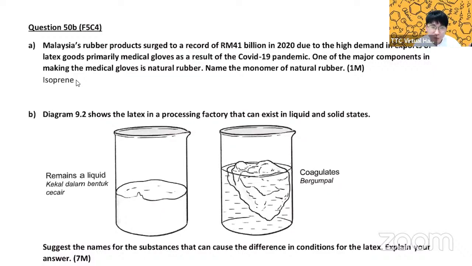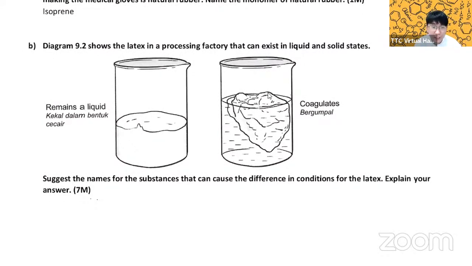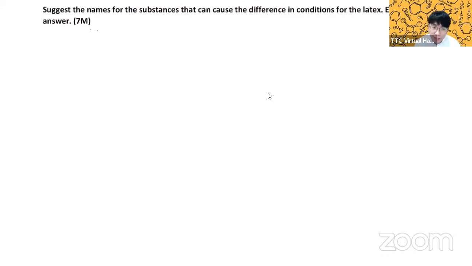Okay, so now we have our latex. It can remain as liquid, it can coagulate. So suggest what can cause a difference in the condition here. So guys, as I said again, how do you remain as liquid? At alkaline. How do you make it coagulate? At acid. So I don't do this, it's the same thing, okay? So I'm just going to move on. It's the same as just now.